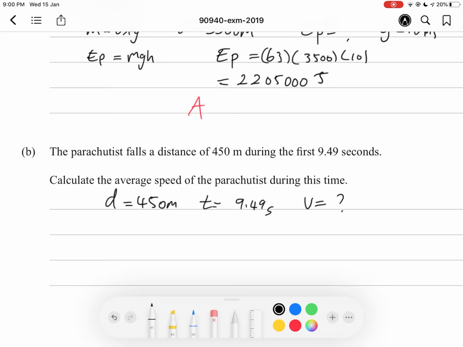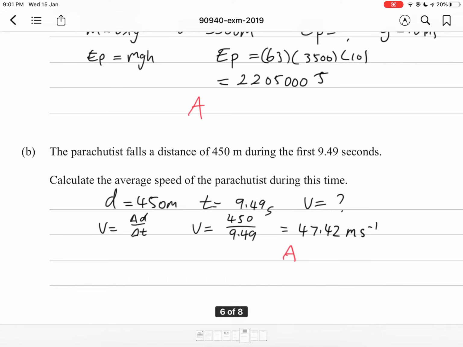So therefore, we're going to be using the relationship of v equals distance over time. So we know that v equals change in distance over change in time. So v equals 450 divided by 9.49. And that gives an answer of 47.42 meters per second. And once again, it's just a one-step calculation, so just be an achieve mark again.